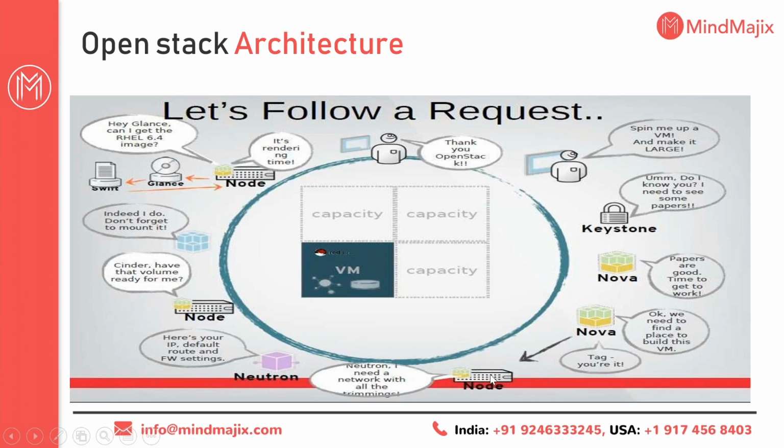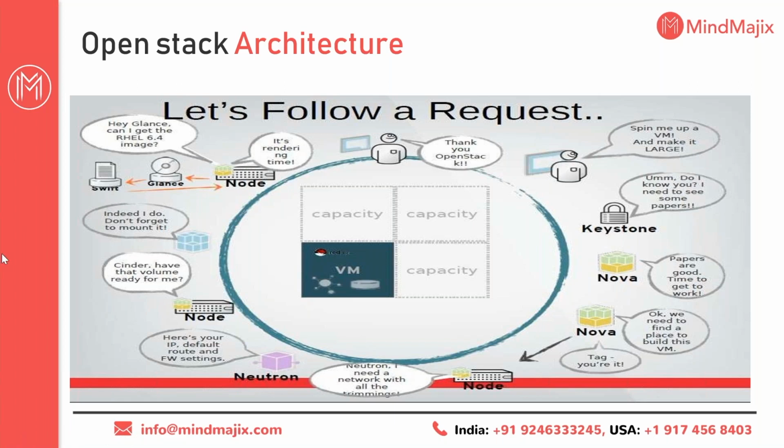Nova will launch a VM on this node. Then it will ask Neutron, "I need a network, I need your help to provide networking access to our VM." So it will take help from Neutron for networking access. But these are not enough to launch our VM or use that VM.